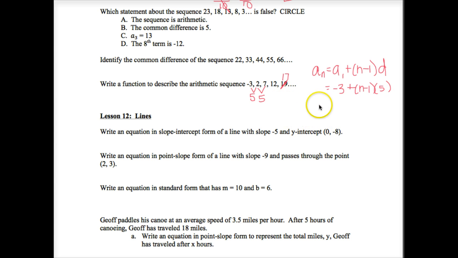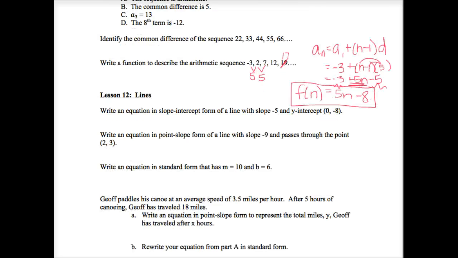When it asks you to write a function or an explicit formula, it needs to be simplified. So you have to distribute your common difference: -3 plus 5n, 5 times n, and then 5 times -1 is -5. Because it says function, we write f of n. We've got 5n as its only term, and then the constants would give me -8. So f of n equals 5n minus 8.